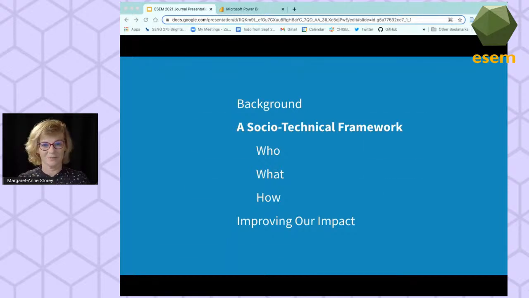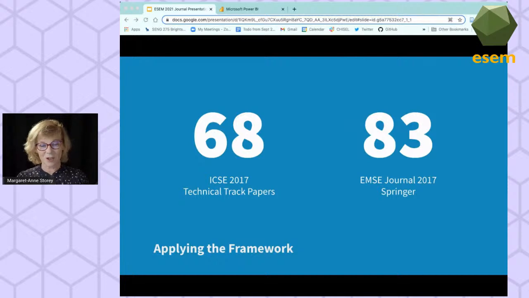impactful research. So in our journal paper, we apply the framework to two software engineering research venues, ICSE and the Springer Journal on Empirical Software Engineering in 2017, for a total of 151 papers. As a bonus for the talk today, I'm going to mention how I have also applied this framework to this conference, to ESEM, to the technical track papers, because one of the reviewers suggested that we do that. So I'm going to offer that up at the end. So stay tuned for that.